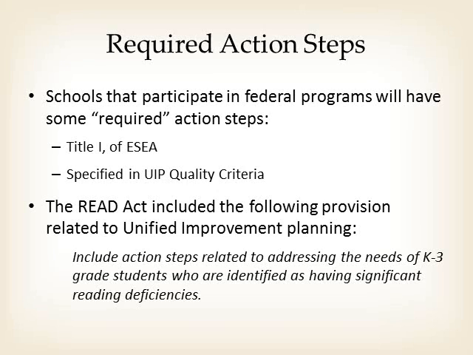While it may not fit seamlessly within a major improvement strategy, some action steps are required to be included in unified improvement plans for schools to be in compliance with federal and state statute. First, schools that participate in federal programs, specifically those that receive funding under Title I of the Elementary and Secondary Education Act, are required to include certain action steps related to parent engagement. Those requirements are specified in the UIP quality criteria. In addition, the State READ Act included a provision related to action steps that must be incorporated in school improvement plans that address the needs of students in grades K through 3 who are identified as having significant reading deficiencies.